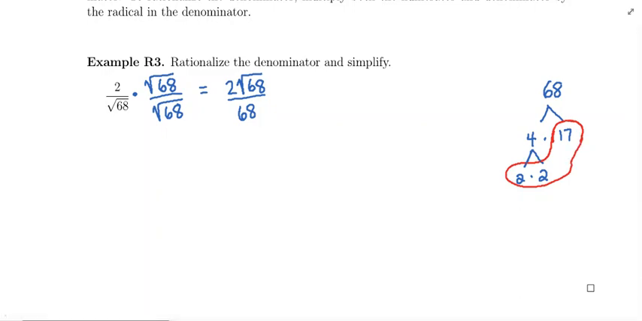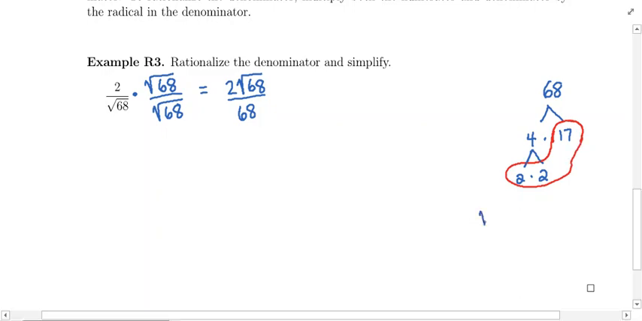Okay, so the square root of 68 is going to be the same thing as the square root of 2 times 2 times 17. And again, always check yourself. 2 times 2 is 4, times 17 is 68.